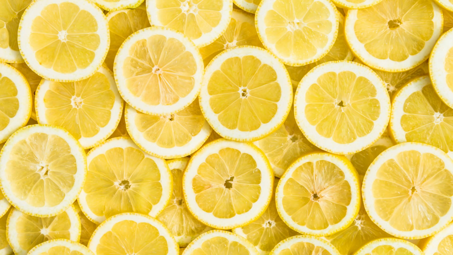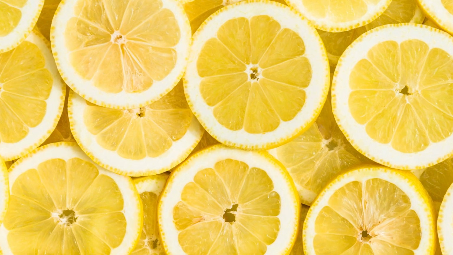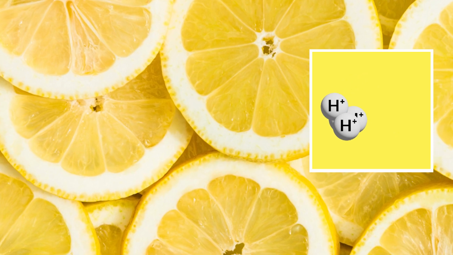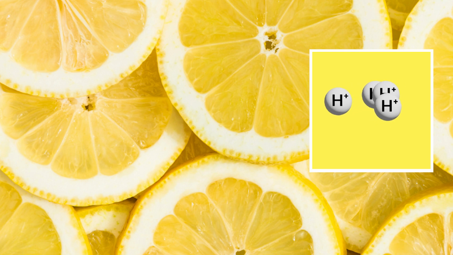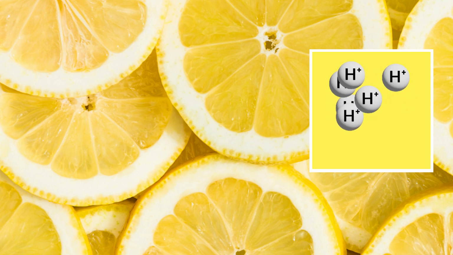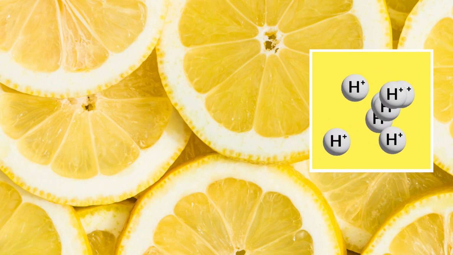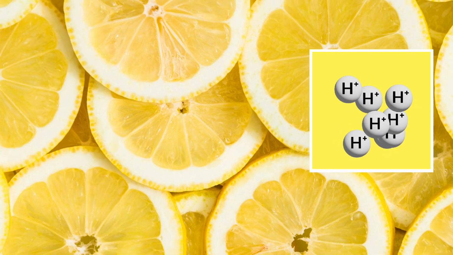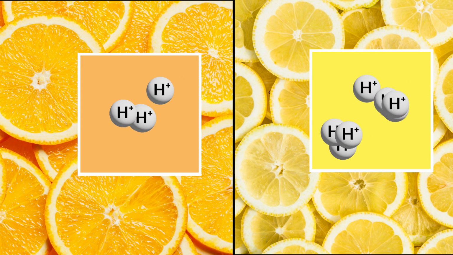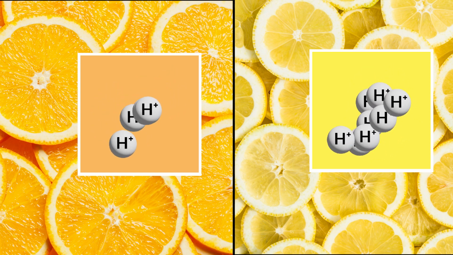So if we were to look at any acidic substance on a particulate level, like we were to zoom into the particles that make up that substance, we would see hydrogen ions. And the more hydrogen ions we see, the more acidic that substance is and the lower its pH. So if we were to take lemon juice, for example, we'd see a high concentration of hydrogen ions because it's really acidic. Whereas if we were to take something that's a little less acidic, like apple juice or orange juice, we would see hydrogen ions, but we wouldn't see as many.